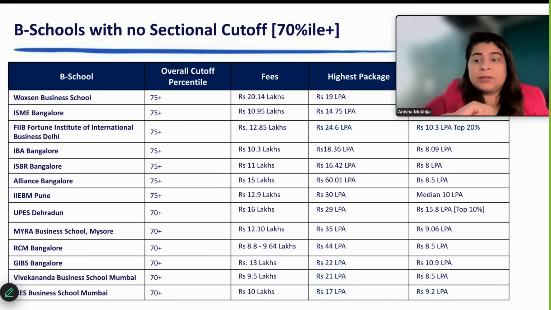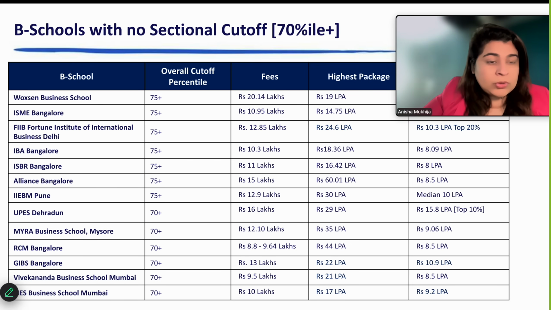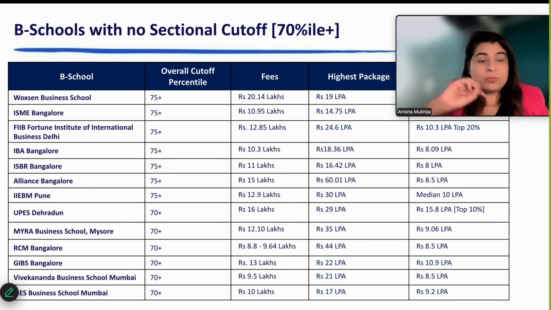There is Alliance Bangalore, there's IIBM Pune. Both you can look at 75 percentile plus. You have UPES, Myra, 70 percentile plus. UPES has a lot of sectoral programs, logistics, oil and gas, which you can look at. There is RCM Bangalore, 70 plus. This is again in Bangalore.